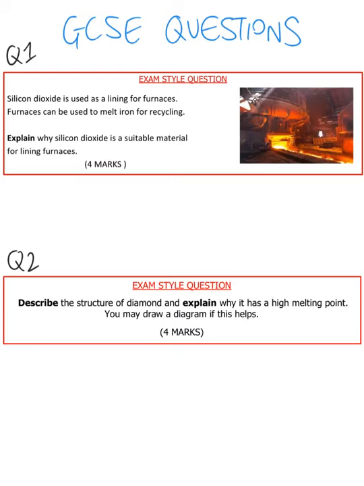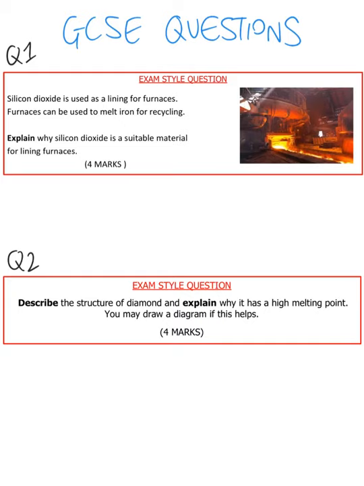So you need to think back about what we've just spoken about on those previous slides, plus notes that you've also made yourself. Think back, why would silicon dioxide be a suitable material to be in that hot furnace? You would then have to explain why. So you need to think of a property of silicon dioxide and then explain that property.